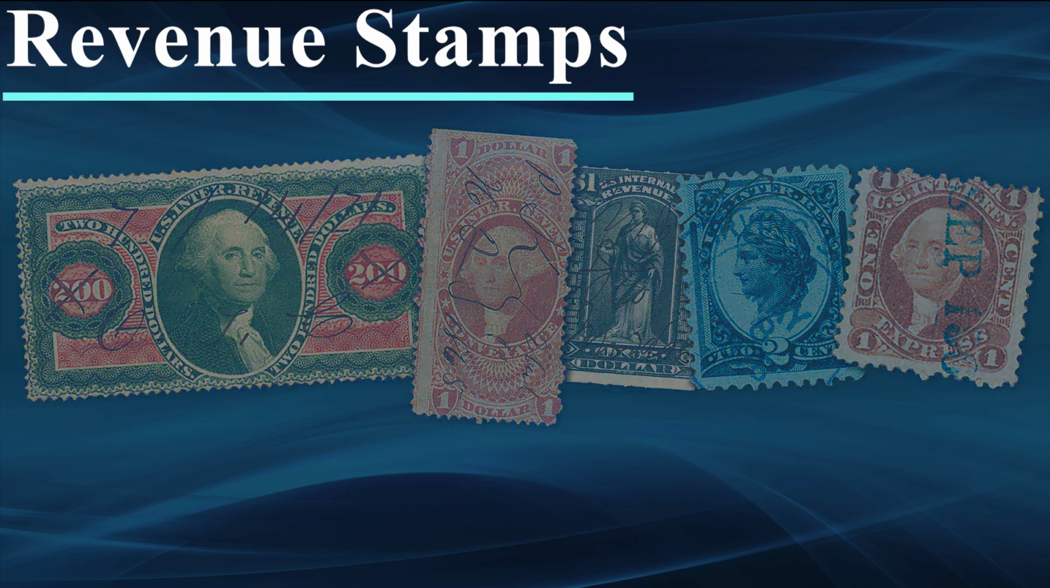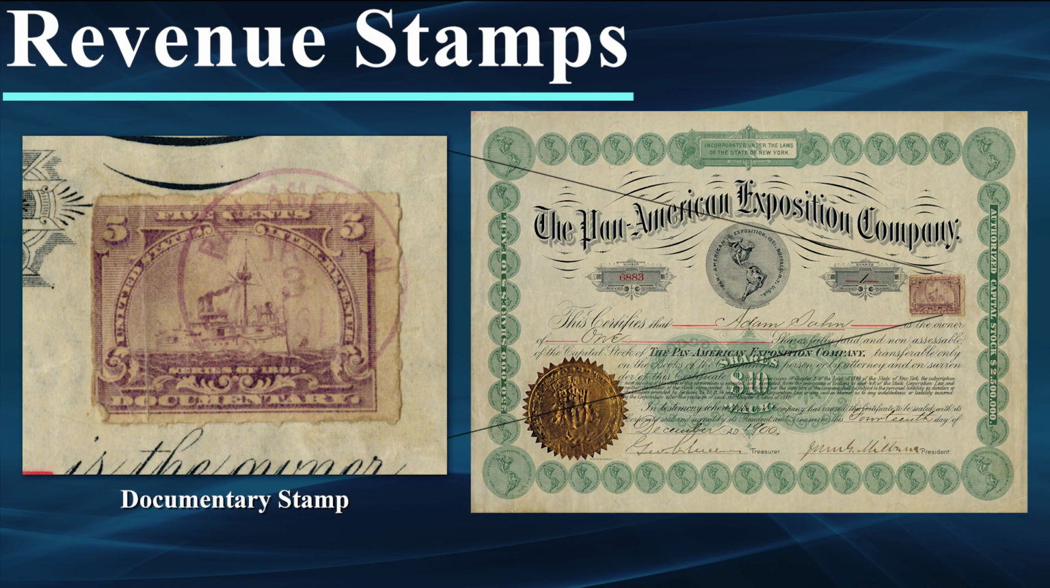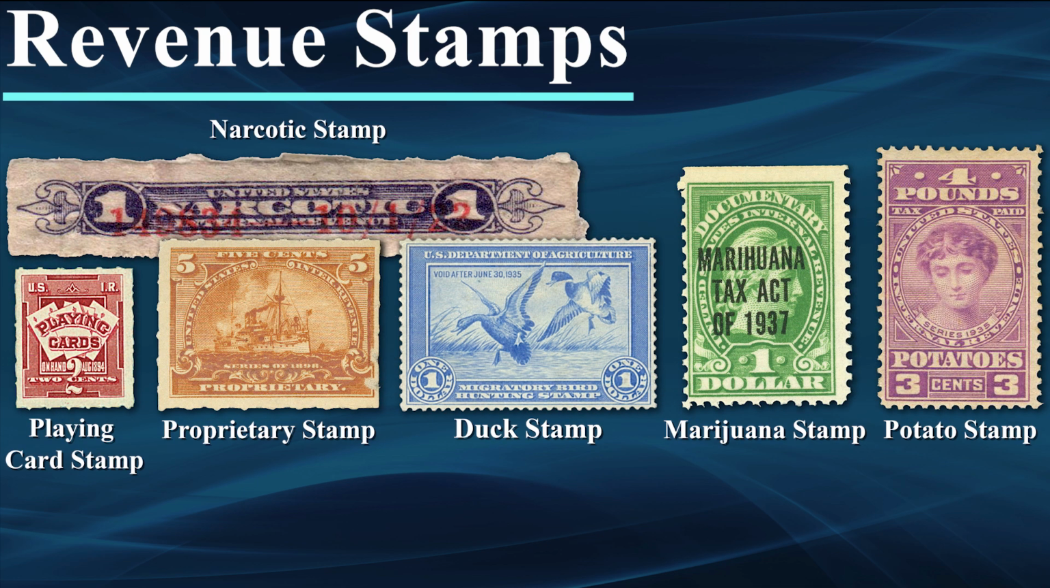These are revenues, stamps introduced in 1862 to show the payment of a specific tax rate. There are many subcategories, such as wine, newspaper, match, and more. Even the popular federal duck stamps are considered part of the revenue stamp category.